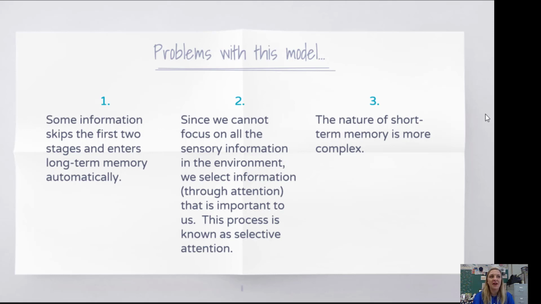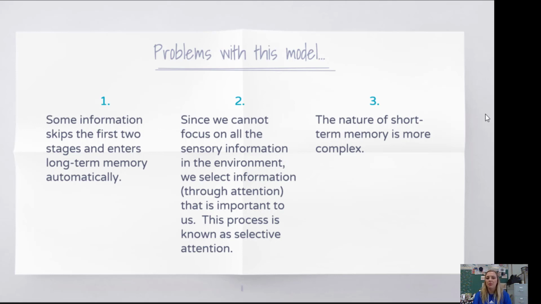The other problem with this model is that sensory memory doesn't take every single piece of information in at once. It pays attention to only the specific things that we deem necessary as a conscious being. And so this process, known as selective attention, isn't really explained by the sensory model of memory.